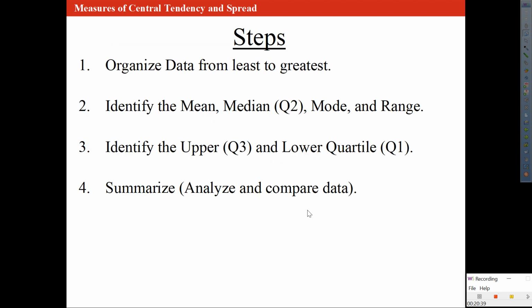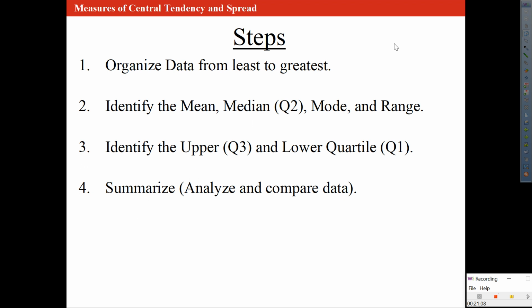Here goes what we're going to do with the data. We're going to organize the data from least to greatest. We're going to identify the mean, median, and mode, also the range. And the median is also called Q2, which is quartile 2. We're going to identify the upper and the lower quartiles. And we're going to summarize the data by analyzing and comparing data. I'll give you some time for that. So we got 4 basic steps to follow, and the rest should be a piece of cake.